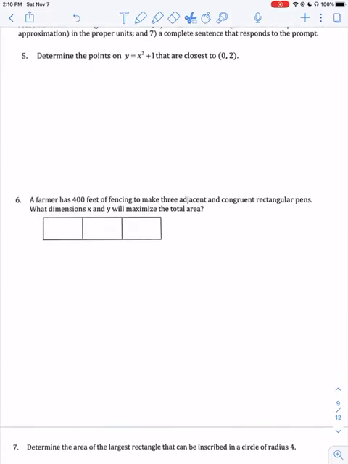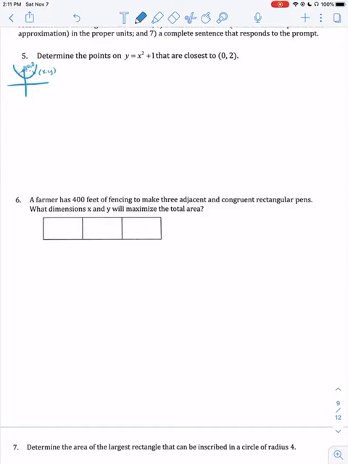So let's get started. So number 5, we've done a similar problem to this in the notes. Determine the points on y equals x squared plus 1 that are closest to (0, 2). So I'm going to do a sketch. Shift it up 1. Y equals x squared plus 1. So something like that. And then this would be the point (0, 2). And so the closest points (x, y), we can see from symmetry that there should end up being 2. This is why the sketch is handy.